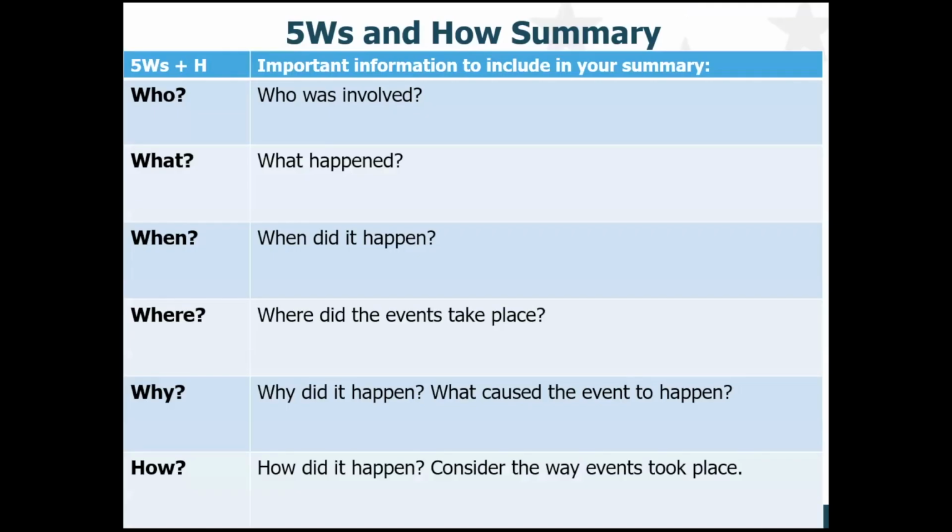The strategy that we will talk about to help you capture important information to include in a summary is the 5 W's and how summary. So when you read an informational text, you'll want to create a graphic organizer that helps you to answer who was involved, what happened, when did it happen, where did the events take place, why did it happen, what caused the event to happen, and how did it happen, consider the way events took place.